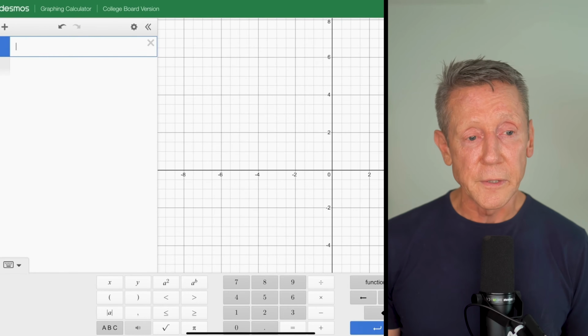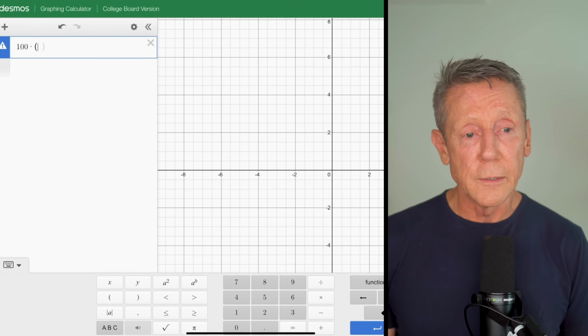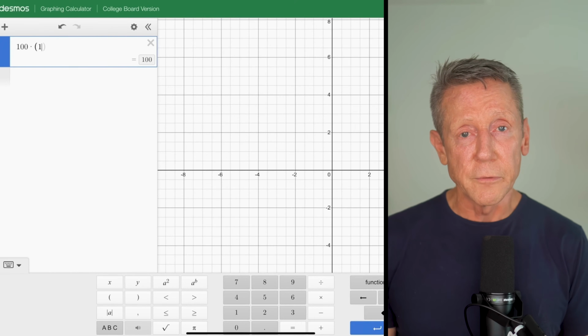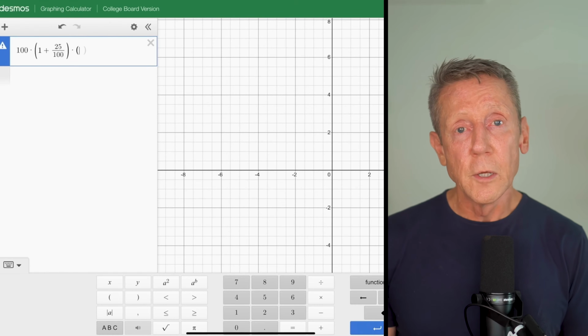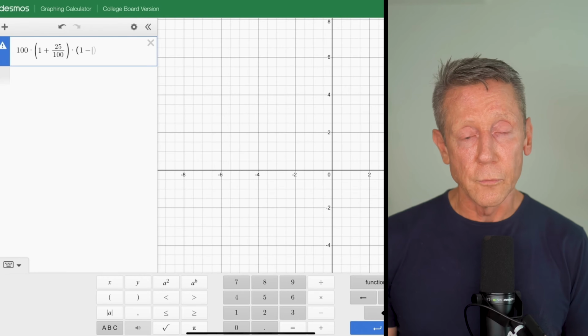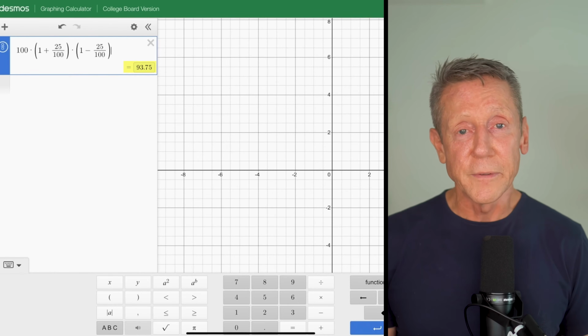I'm going to enter this into Desmos now. 100 times, open paren, 1 plus 25 divided by 100, close paren, times, open paren, 1 minus 25 over 100, close paren, and there's my answer, 93.75.